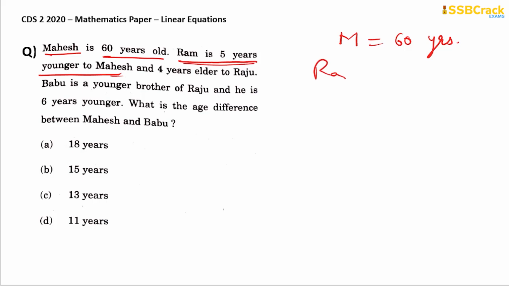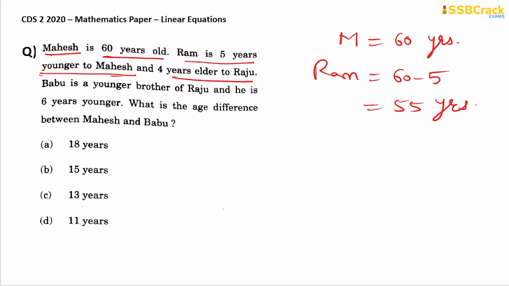Means I know the age of Ram also. What is it? It is 60 minus 5, because he is younger. So hence he has to be 55 years old. Alright, and there is another person, Raju, and how is he related to Ram's age? Let's read the statement again: Ram is 5 years younger than Mahesh and 4 years elder than Raju. Means Ram is elder than Raju. Means who is younger here? Raju. And Raju is younger than Ram, and that too by how many years? 4 years. So, shall I write then Raju's age is 55 minus 4?